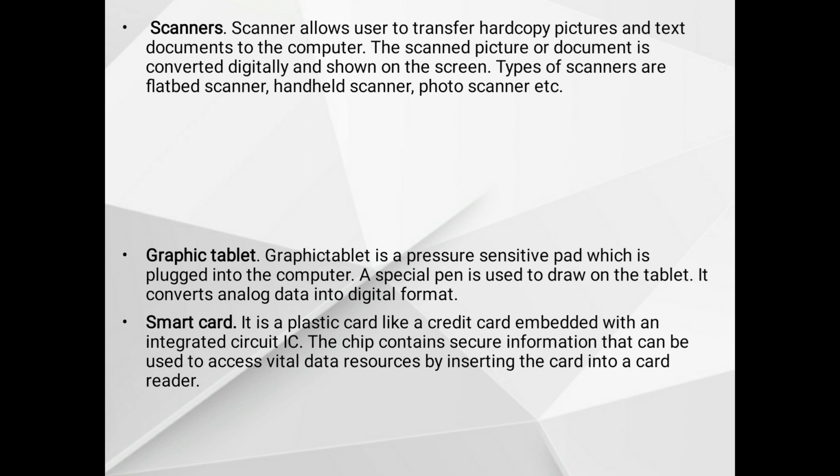Next you have your smart card. A plastic card that looks like a credit card, but there is a chip implanted on it, that is an IC. It looks like a SIM card. That chip contains secure information through which users can access vital resources by inserting the card into a card reader. Your PAN card, your Aadhaar card, your driving license, all these are examples of smart cards, because they contain data details relating to you.